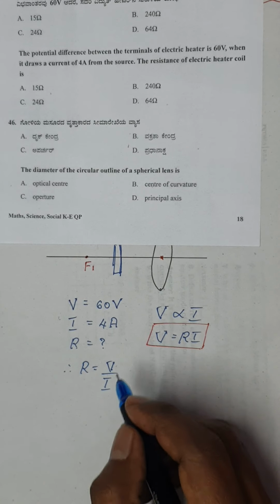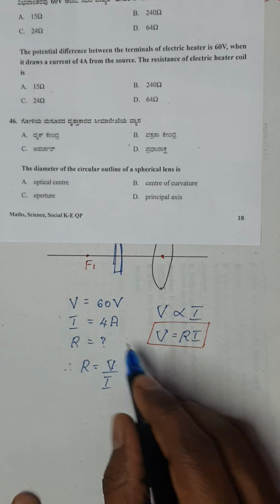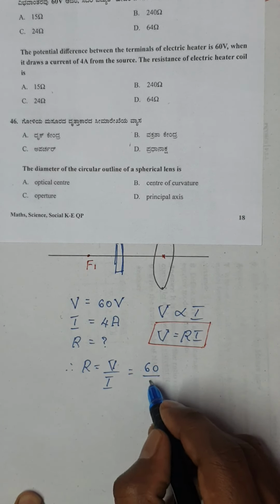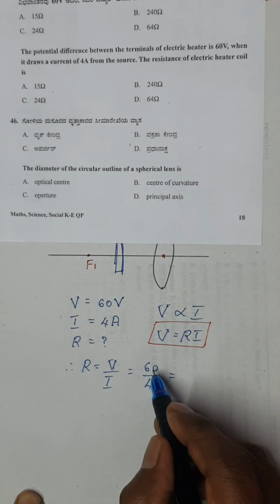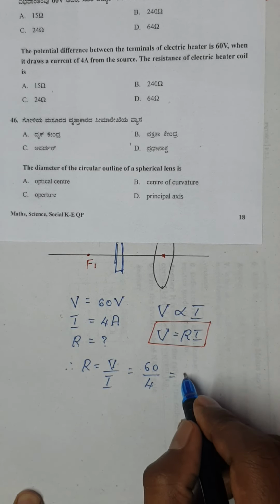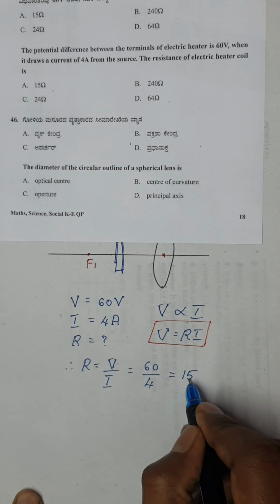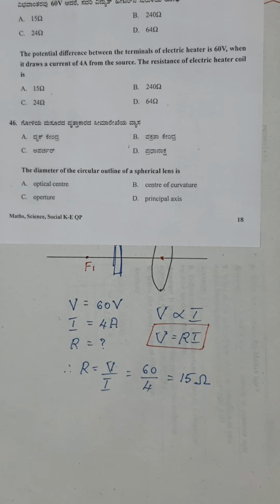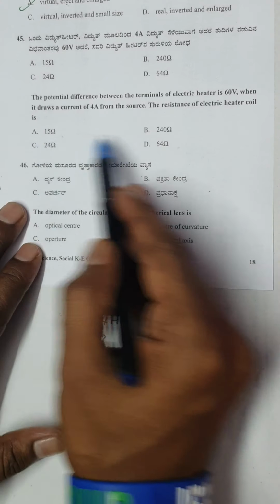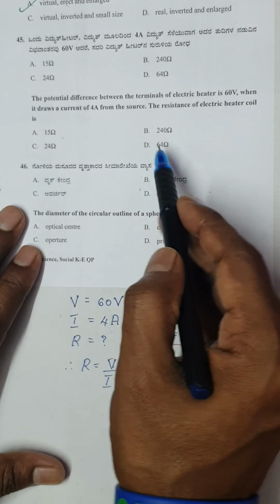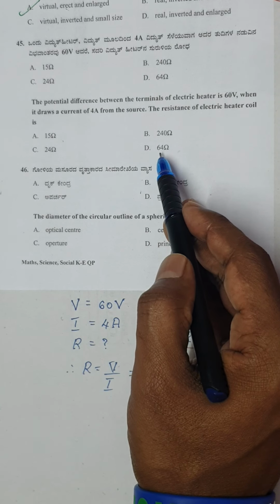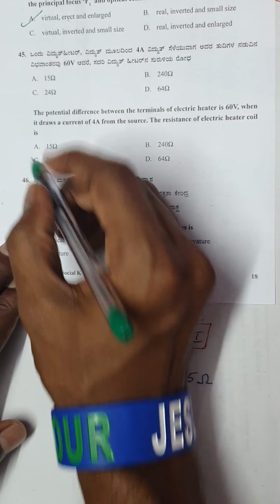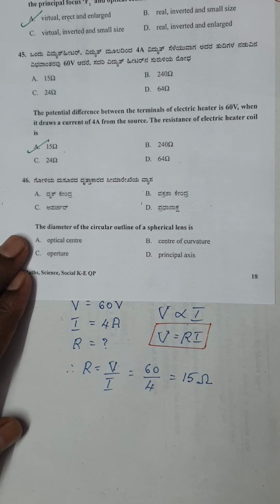So let's substitute the values. The value of V is 60, divided by the value of current I, which is 4. So this is nothing but 60 by 4. If you divide, we know 15 4s are 60. So you will get 15, and the unit of resistance is ohms. Looking at the options, you have 4 options: 15 ohms, 240 ohms, 24 ohms and 64 ohms. So the right option for question number 45 is option A, which is 15 ohms.